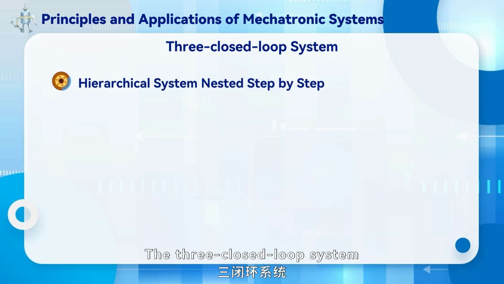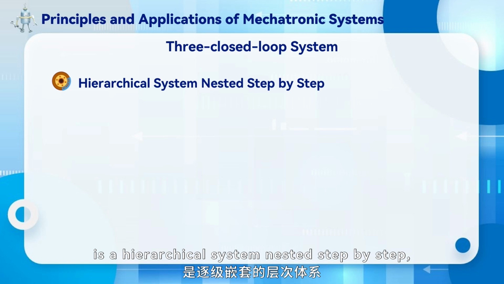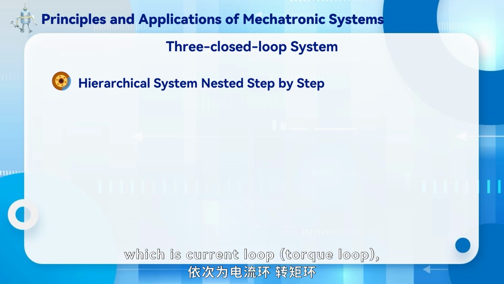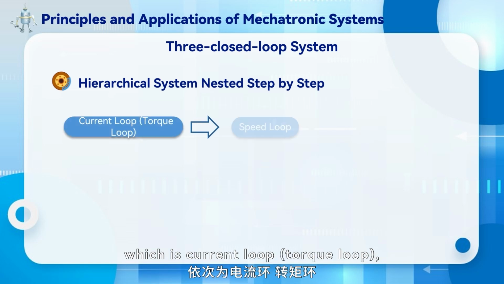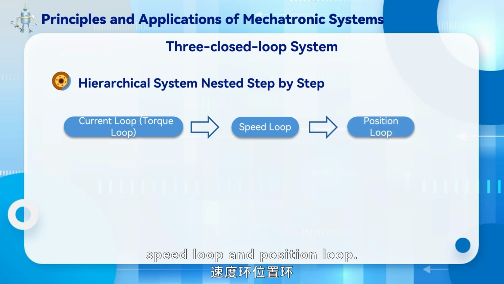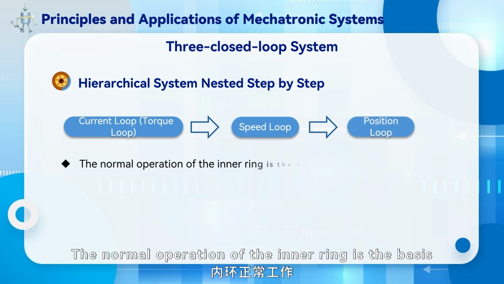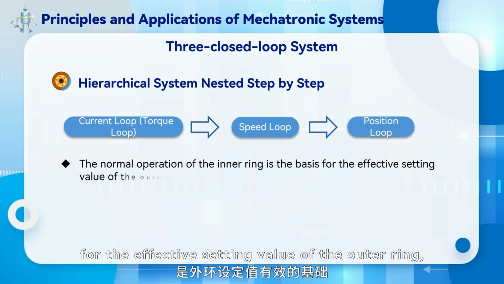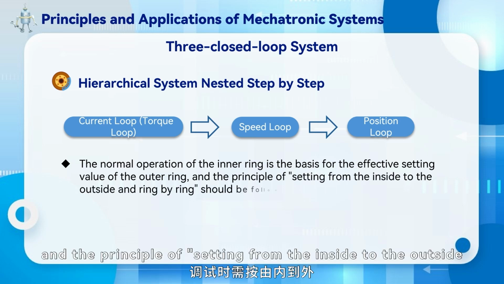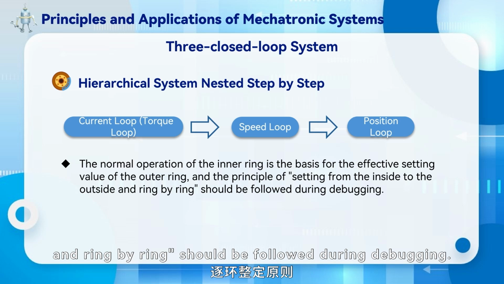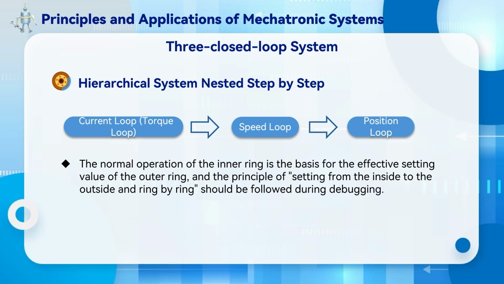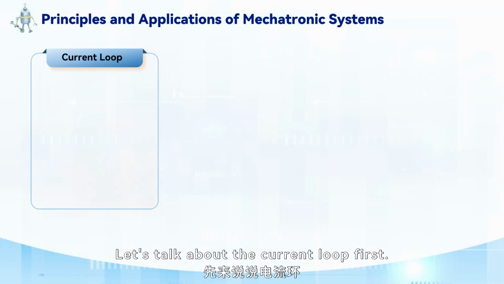The 3 closed-loop system is a hierarchical system nested step by step, which is current loop, torque loop, speed loop, and position loop. The normal operation of the inner ring is the basis for the effective setting value of the outer ring, and the principle of setting from the inside to the outside and ring by ring should be followed during debugging. Let's talk about the current loop first.